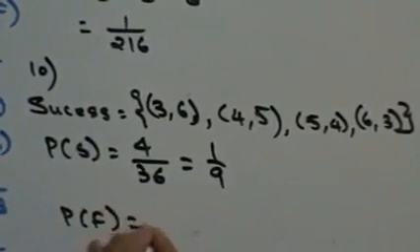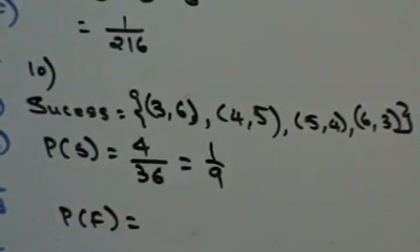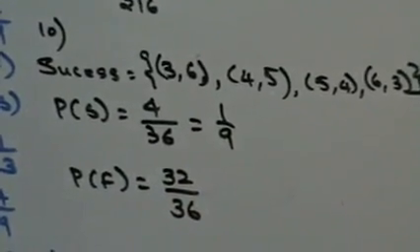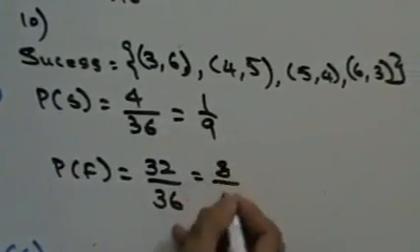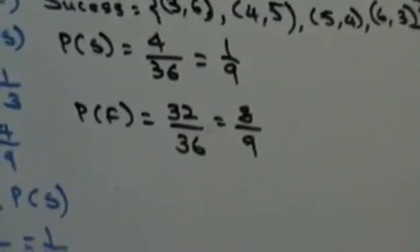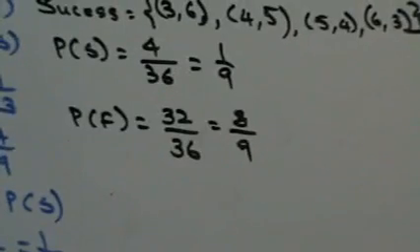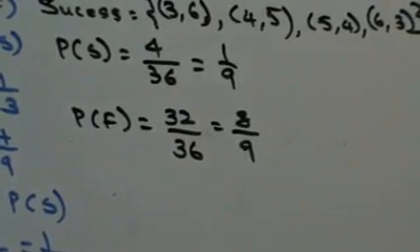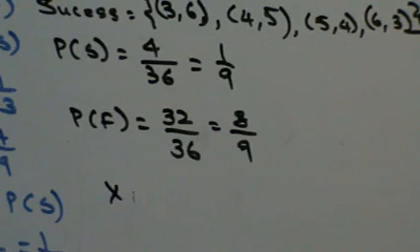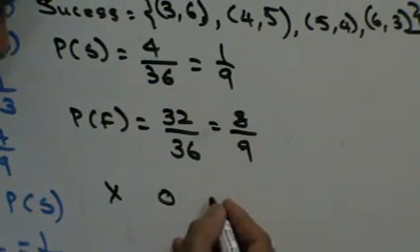Probability of failure. If 4 times I am getting success, that means the balance 32 times I am going to get failure. Right? So which will work out to 8 by 9. Now, there are 36 outcomes when the dice is thrown twice: 1,1; 1,2; 1,3; 1,4; 1,5; 1,6; 2,1; 2,2; 2,3, and that way I will get 36 outcomes. Okay. Now, how many times am I throwing the dice? I am throwing the dice twice. So what's the minimum and maximum number of successes that I can get? Minimum is 0. Since I am throwing the dice twice, the maximum will be 2.